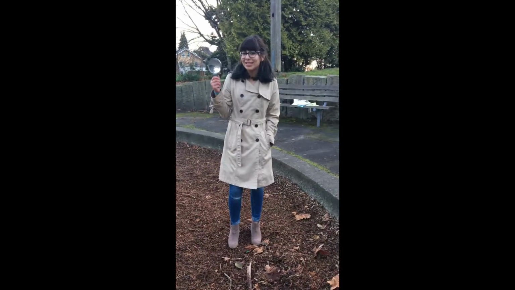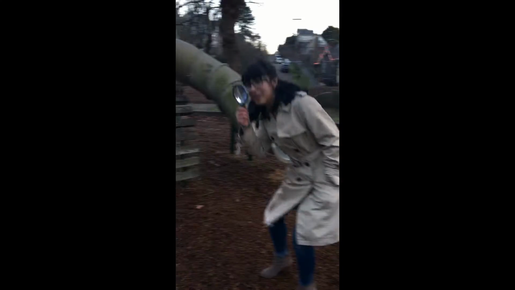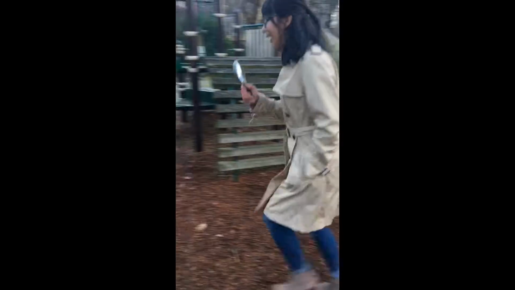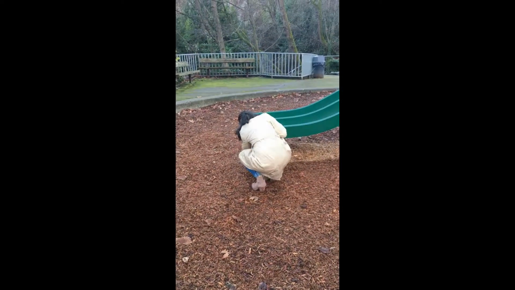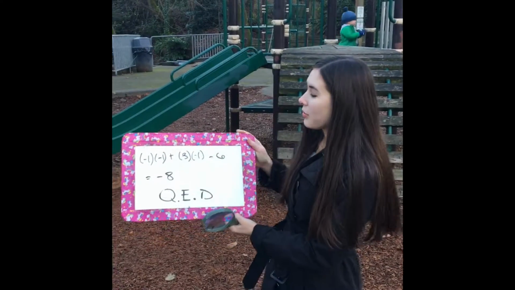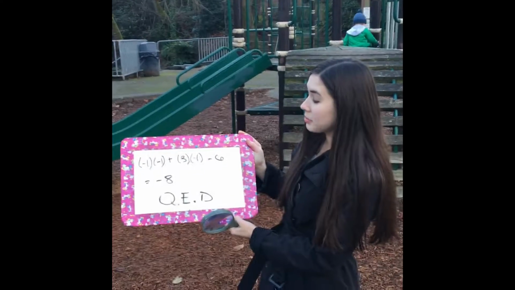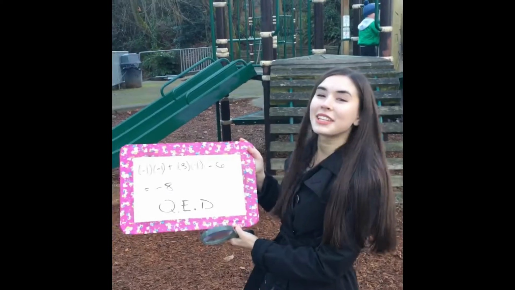Let's go look for our last clue. I found it! This is an identity function. Using the identity function, we get -1 times -1 plus 3 times -1 minus 6, which gives us -8. QED!